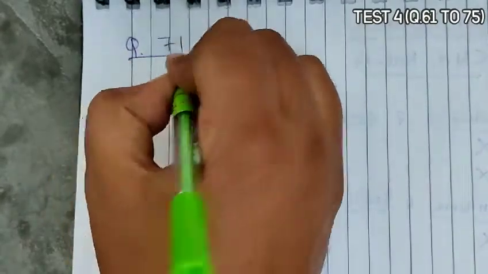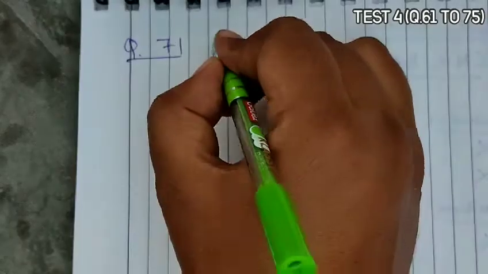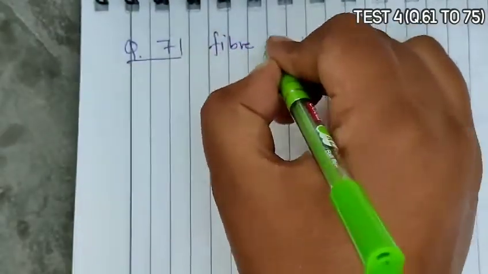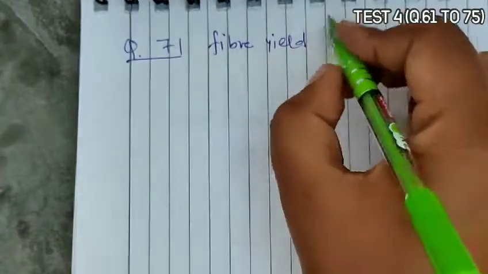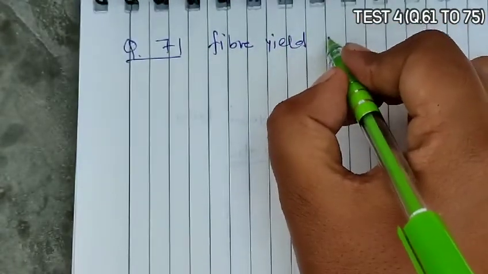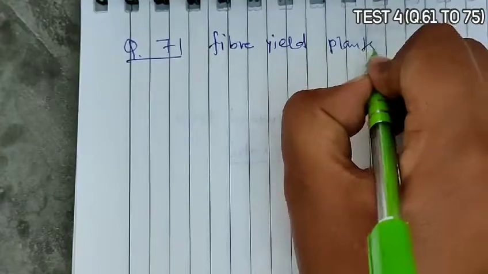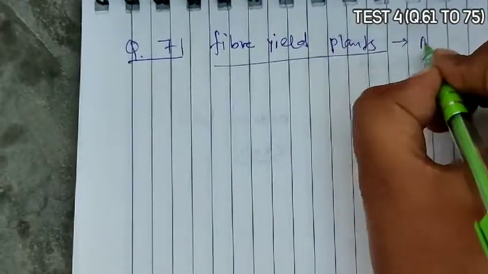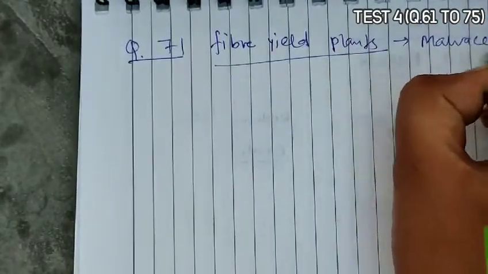Question 71. Question 71 asks that most of the economically important fiber yielding plants belong to which family. So it is a direct question that you need to remember: fiber yielding plants belong to Malvaceae.